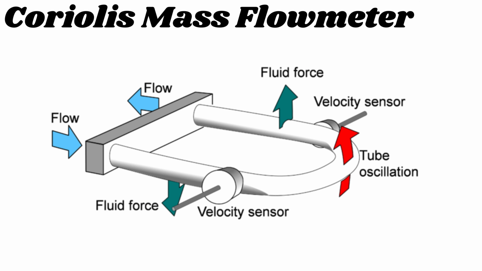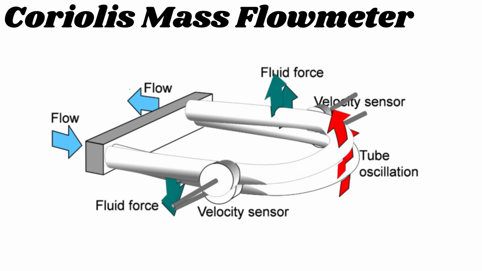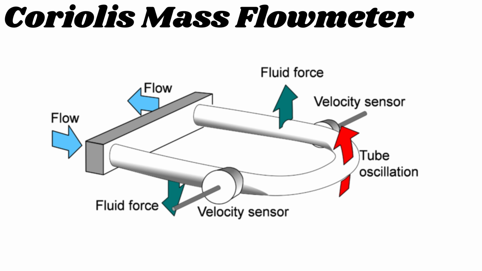Coriolis mass flow meter. A Coriolis flow meter consists of a tube, or tubes, that is subjected to vibration. When a fluid, gas or liquid, passes through this tube, the inertia of the mass flow causes the vibrating tube to distort, resulting in a phase shift between the inlet and outlet of the flow meter. The value of the phase shift can be measured and is proportional to the mass flow.